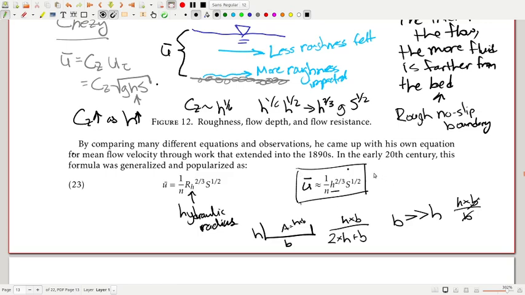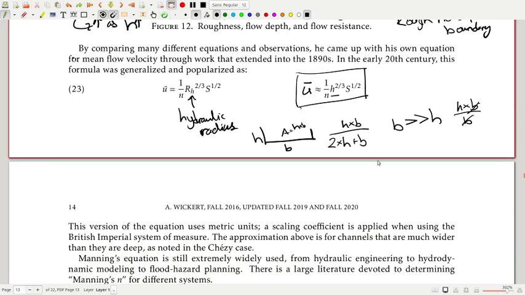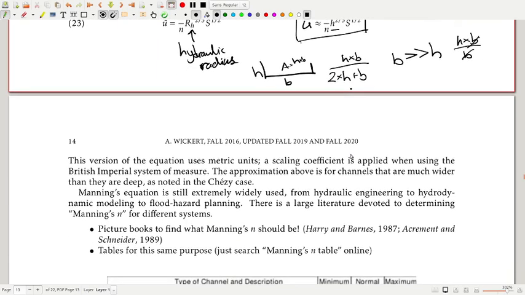And the other thing we can see here is that there's this term n. This is called Manning's n, and that's a friction factor. And so as you can see, as the friction gets bigger, because it's in the denominator, the velocity is going to get smaller. So how do we know what this friction factor is?